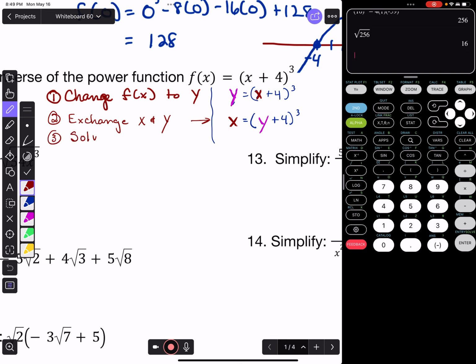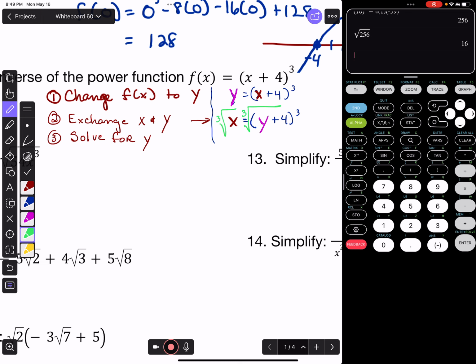And then in step 3, you have to solve for y. So now that we have our x and y exchanged, we want to try and get this y alone. So just look at what's being done to it. It's got plus 4, and it's cubed. So to get to this y, what we're going to have to do is cube root it to undo the cubing. So I'm just going to cube root that, put a little 3 there, and cube root that.